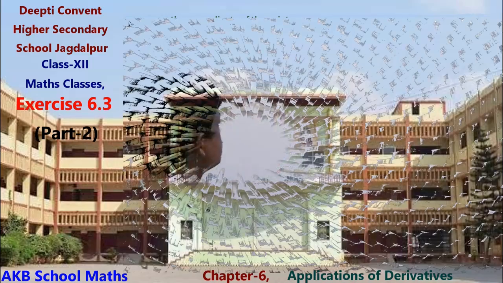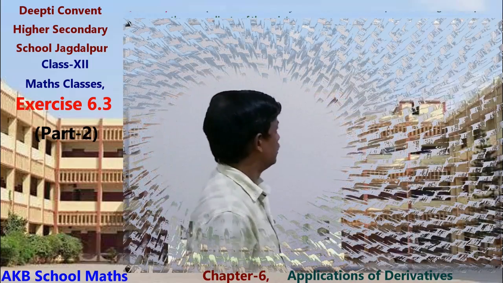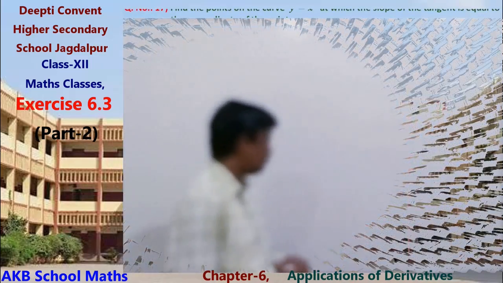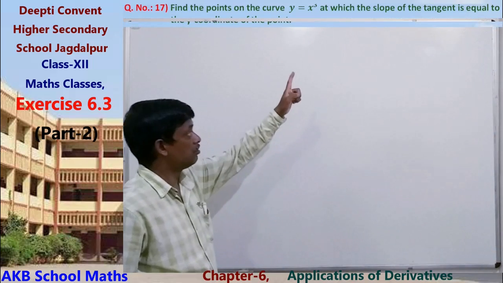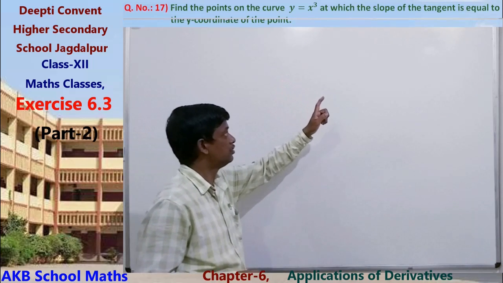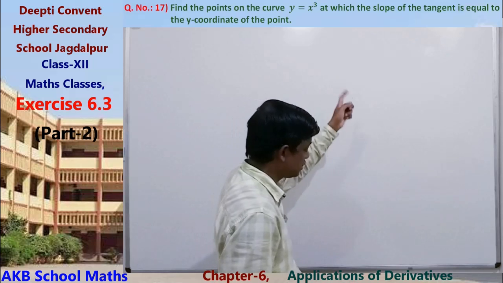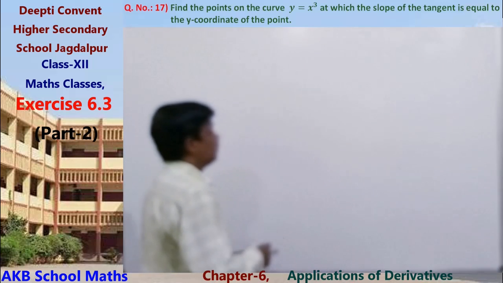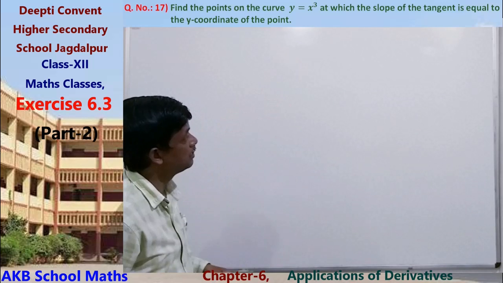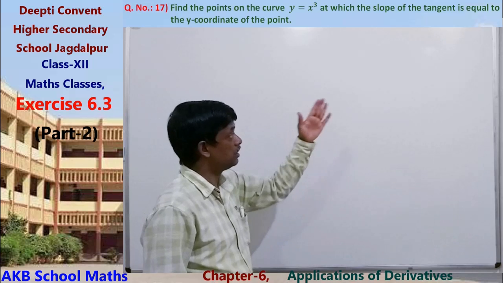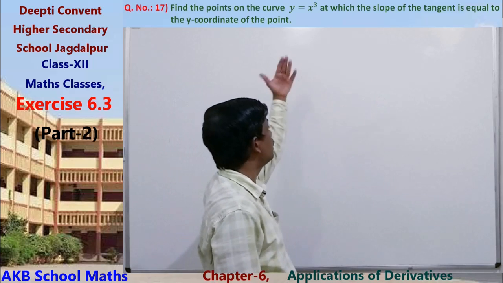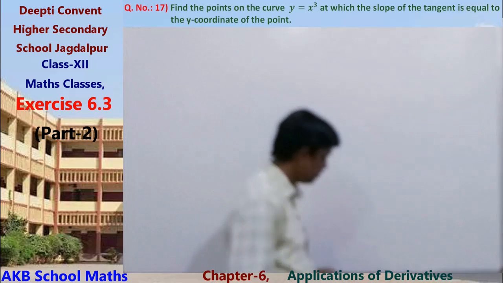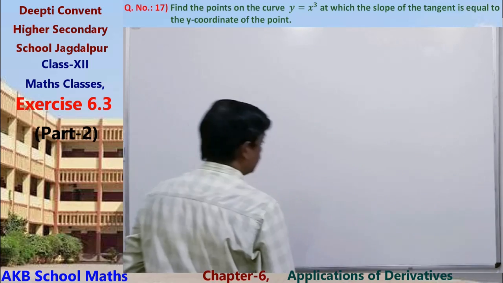Take another question, 17. That is, find points on the curve y equals x cube at which the slope of the tangent is equal to the y coordinate of the point.